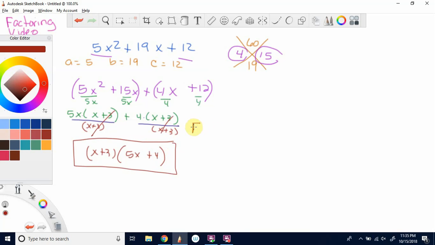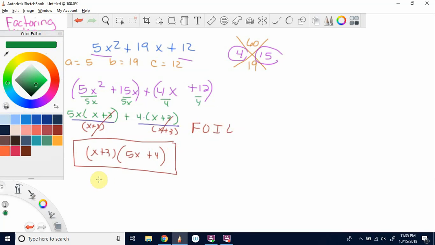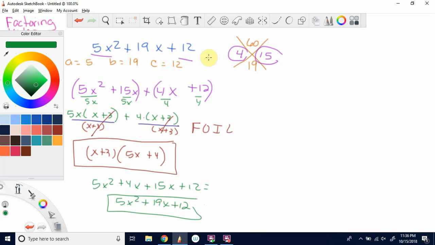So how do we check this? We're going to FOIL it. So you've got to remember how to FOIL. So first times first, 5x squared, outer times outer, plus 4x, plus inner times inner, plus 15x, and last times last, 12, which we get 5x squared plus 19x plus 12. Is that what my original equation is right here? Yes, it is. So this is how you factor. All right. That's the grouping method.